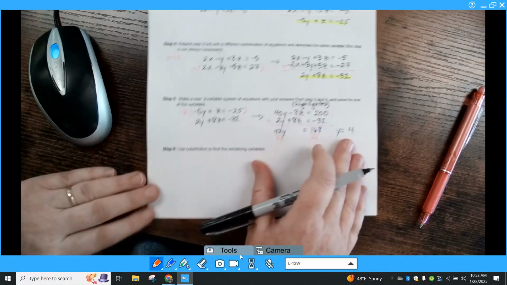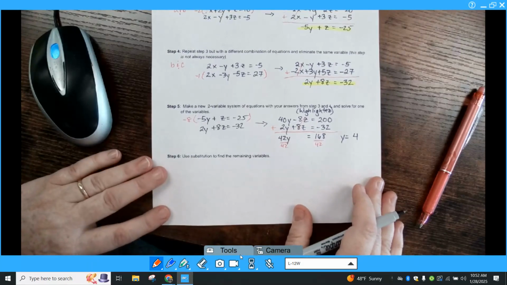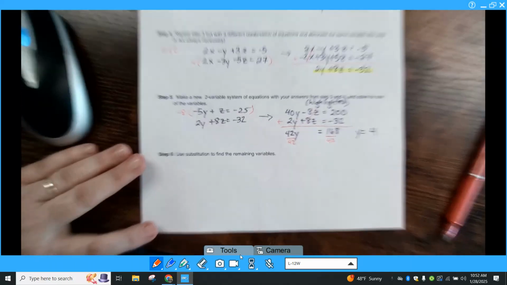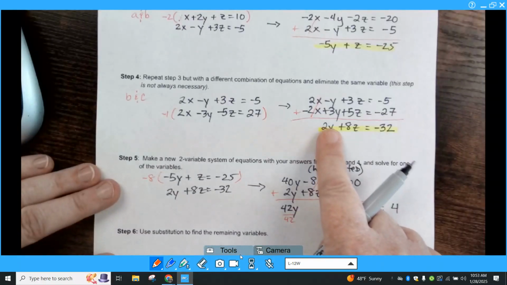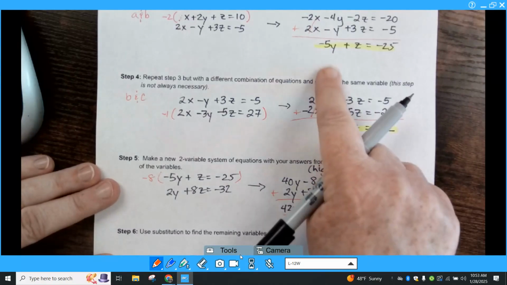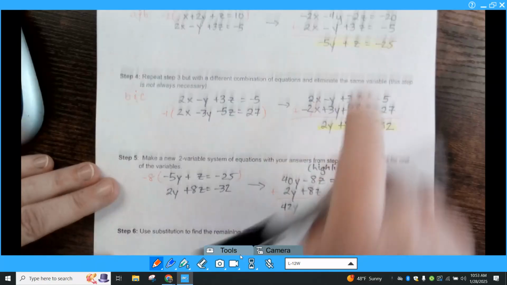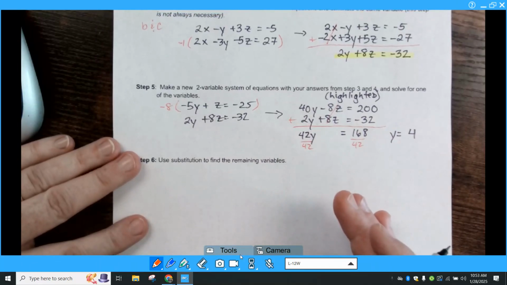So now, step 6, we're going to use substitution to find the remaining variables. So I know y is equal to 4. So I can actually plug into any of the highlighted ones. If I know y is 4, I can solve for z. I'm actually going to use this one. So I picked the one that I like the best.